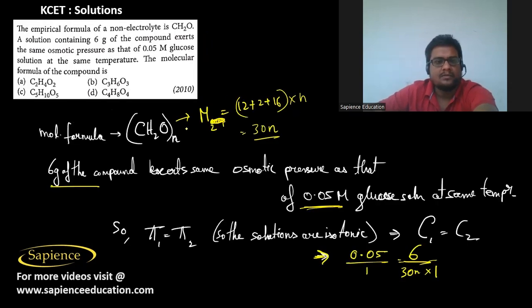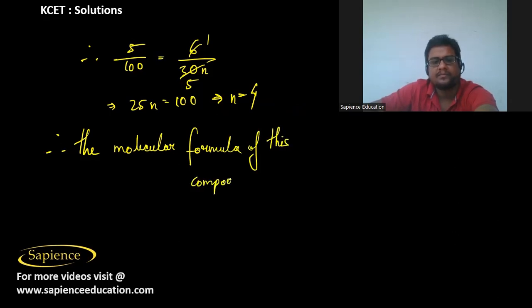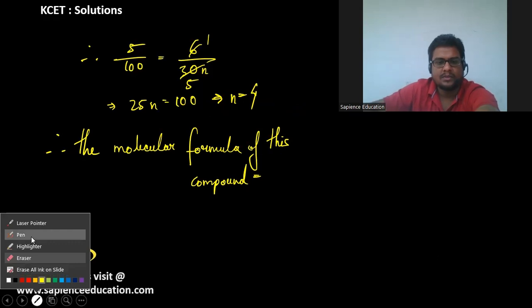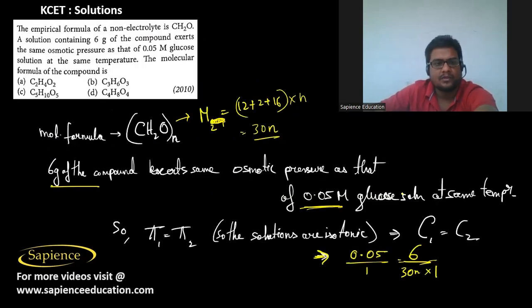n equals 4. Therefore the molecular formula of this compound is CH2O whole into 4, so that will be equal to C4H8O4. So option D is the correct answer.